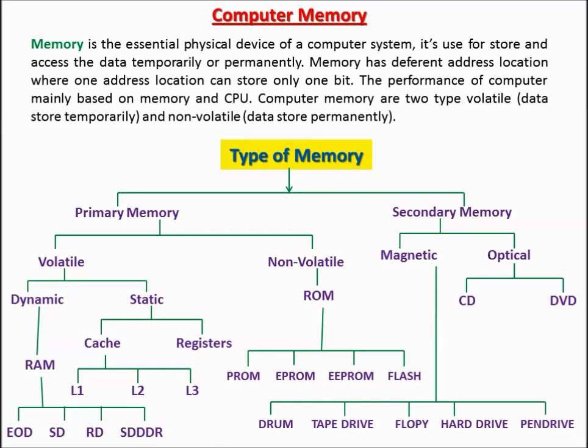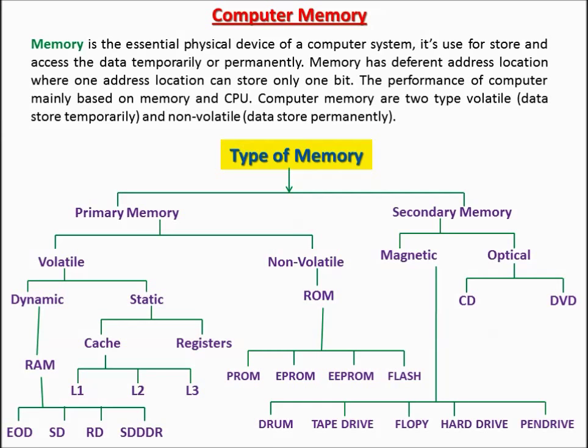Computer memory. Memory is the essential physical device of a computer system. It's used to store and access data temporarily or permanently. Memory has different address locations, where one address location can store only one bit. The performance of a computer mainly depends on memory and CPU. Computer memory is of two types: volatile, which stores data temporarily, and non-volatile, which stores data permanently.